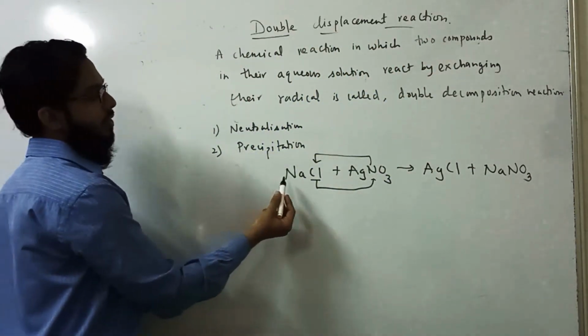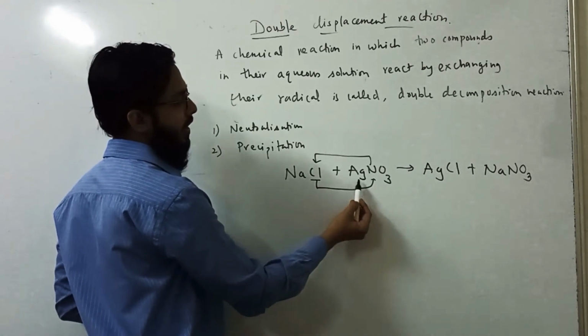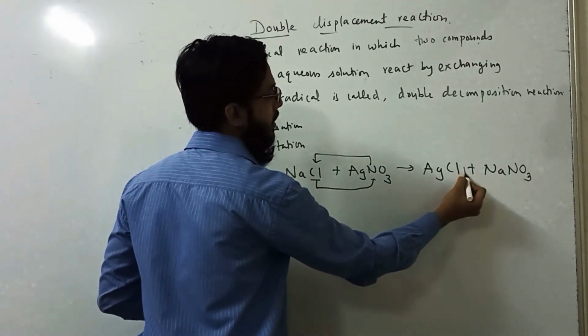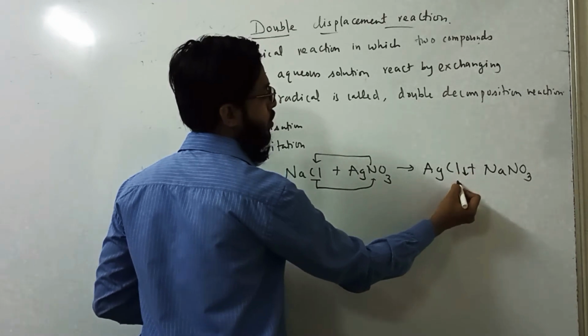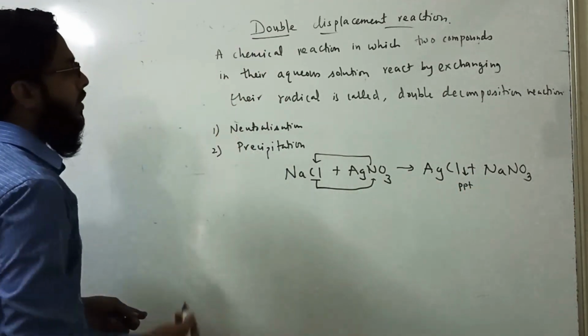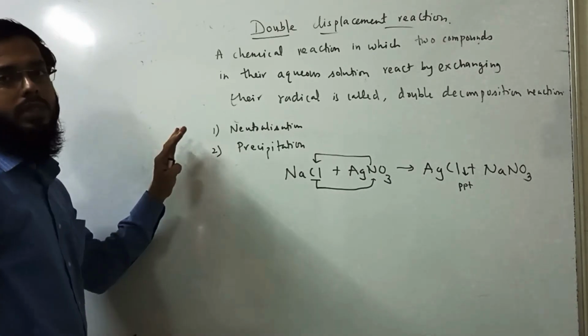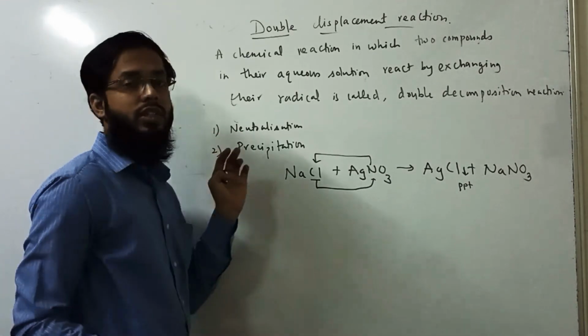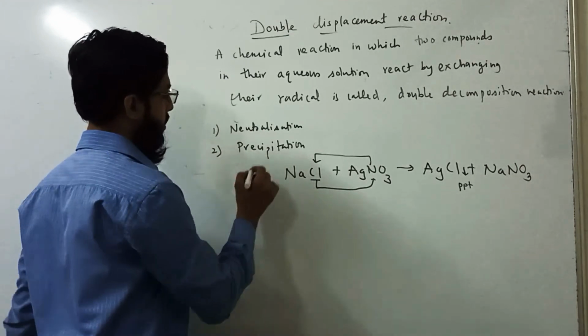Okay, so this was an example. Sodium chloride reacts with silver nitrate, forms silver chloride precipitate. So this arrow shows the precipitate and sodium nitrate. It is generally of two kinds: double displacement reaction can either be neutralization reaction or precipitation reaction.